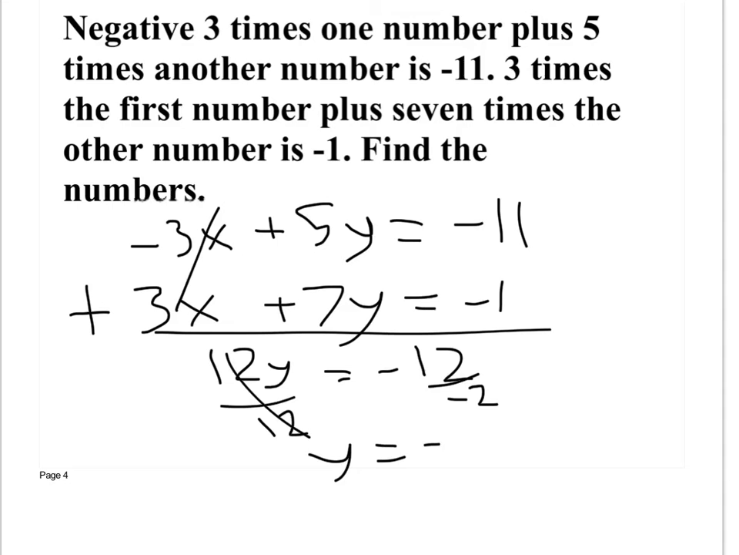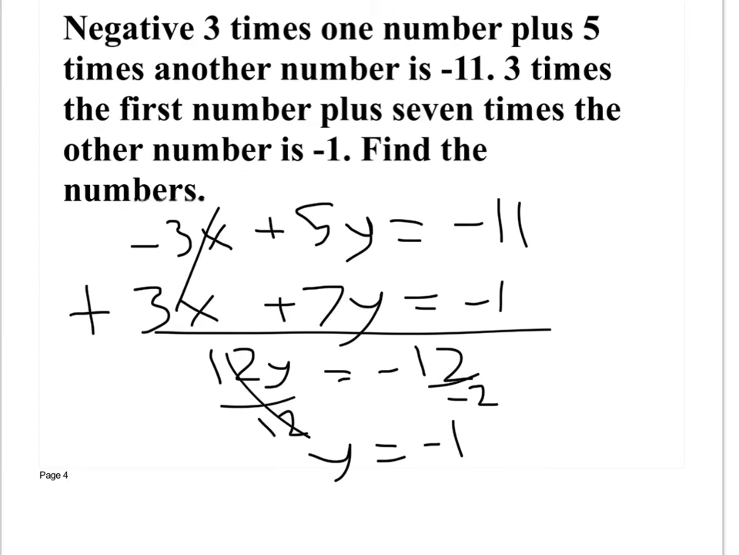Y equals negative 1. Now what I do is I substitute negative 1 for y in either equation. It does not matter. They both cross the y-axis. They both touch negative 1 on the y. So we've got to find the x where they cross.